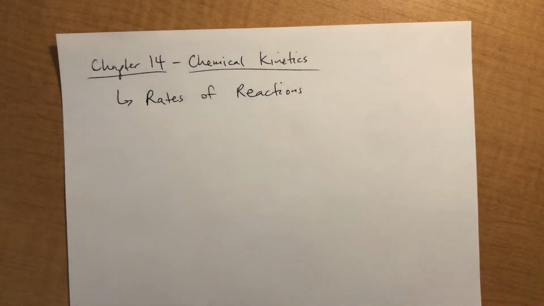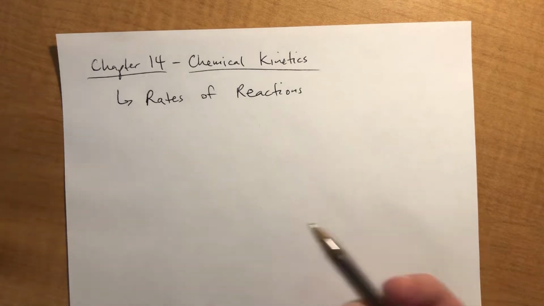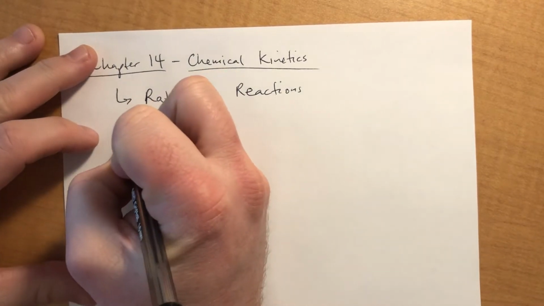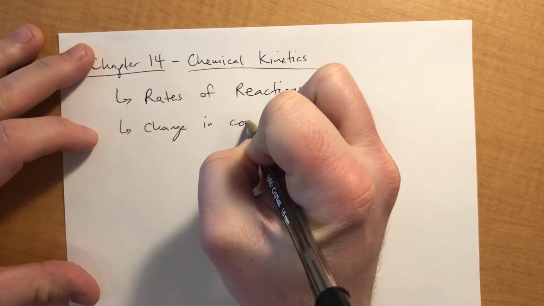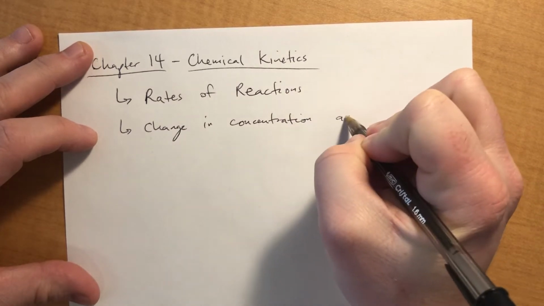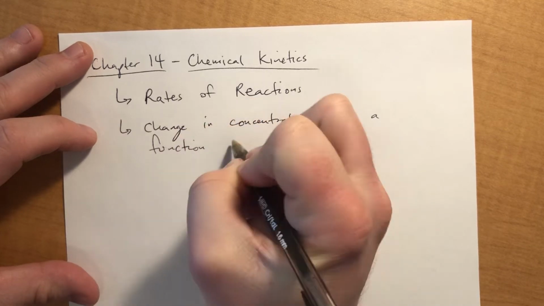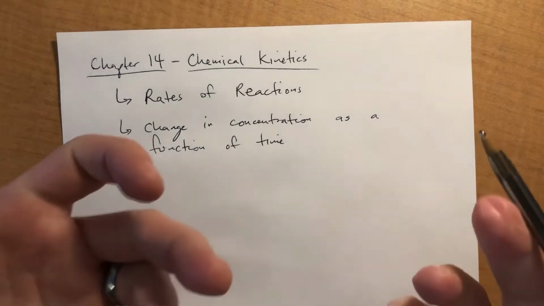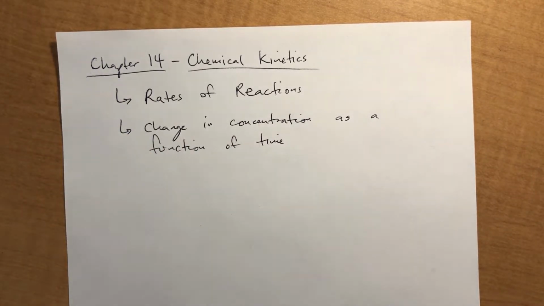The problem is that with reactions, things are not moving around like that. That's not really what it means. So what we do is we measure the change in concentration as a function of time. In other words, how quickly is a product formed, or how quickly is a reactant used up? It doesn't really matter which one you choose.